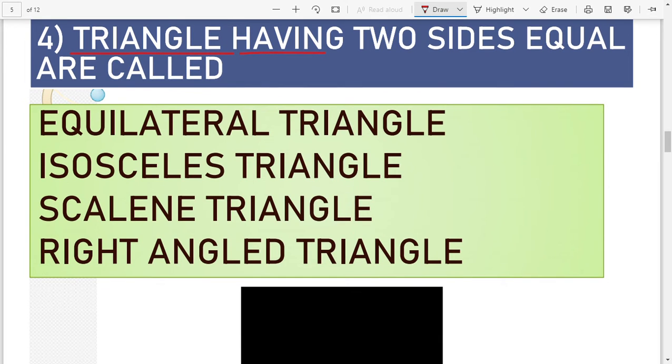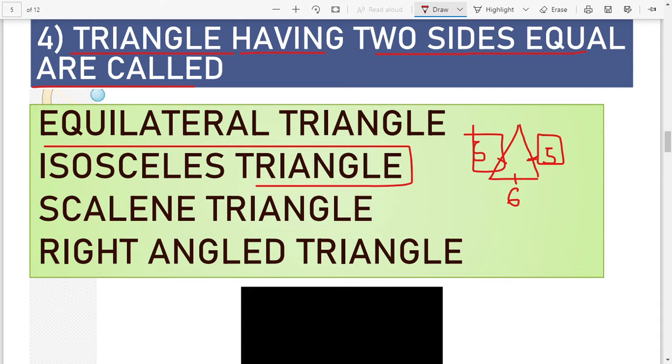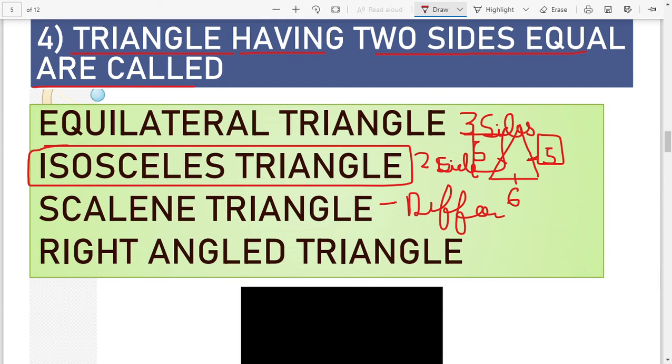A triangle having two sides equal is called. You have to tell the name of the triangle which has only two sides equal, not the third side. The first two sides can be equal, like this side is 5 cm and this side is also 5, and this side is different. So these triangles are known as isosceles triangles. Isosceles triangle has two sides equal. Equilateral triangle has all three sides equal. And scalene triangle has different sides, different measurements.